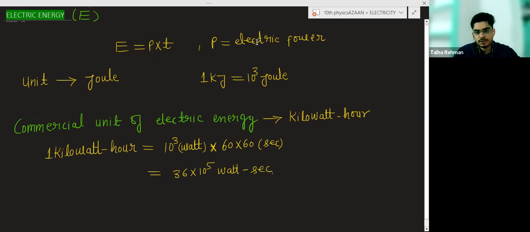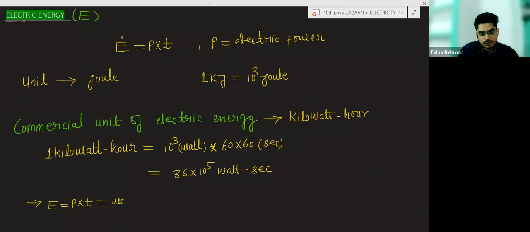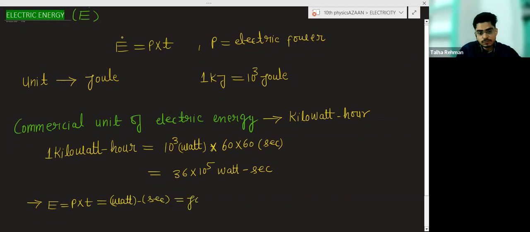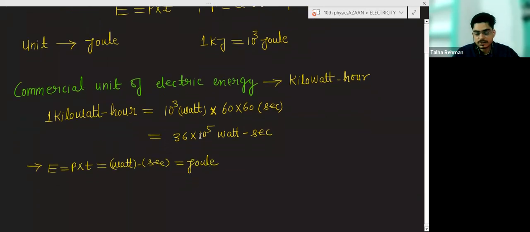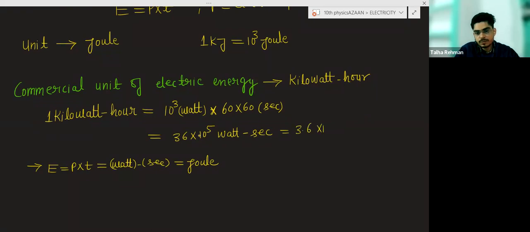Now see here, electrical energy is electrical power into time. The unit of electrical power is watt, and the SI unit of time is second, so the unit is watt second, and watt second is joule. So basically what we are getting is 3.6 into 10 to the power 6 watt second, which is joule.